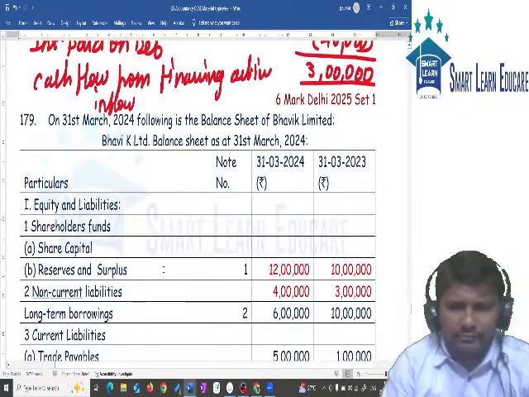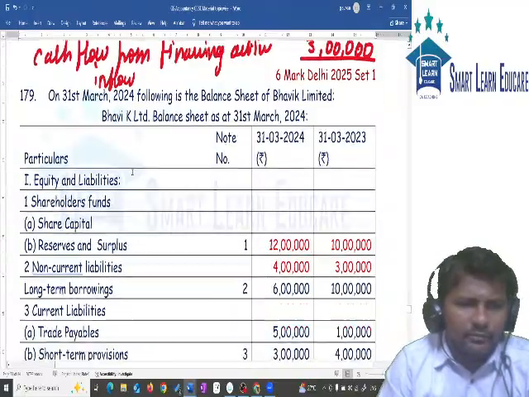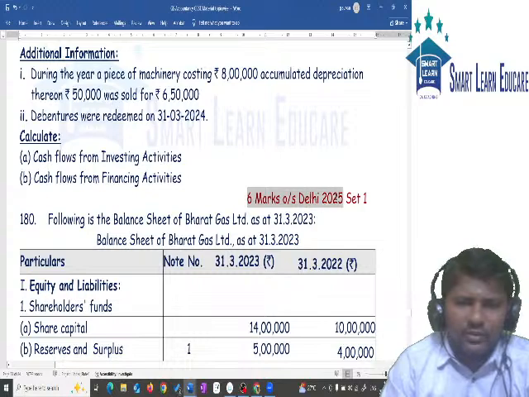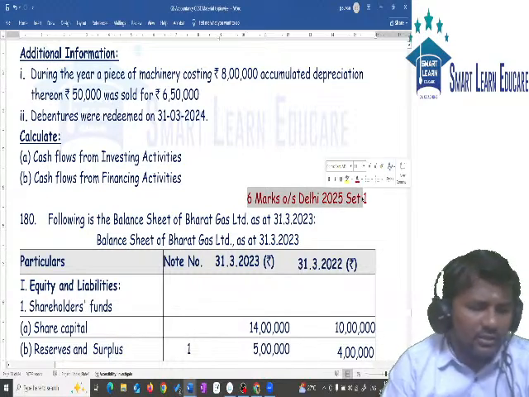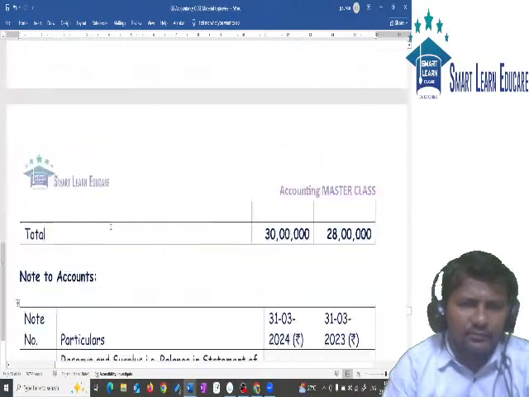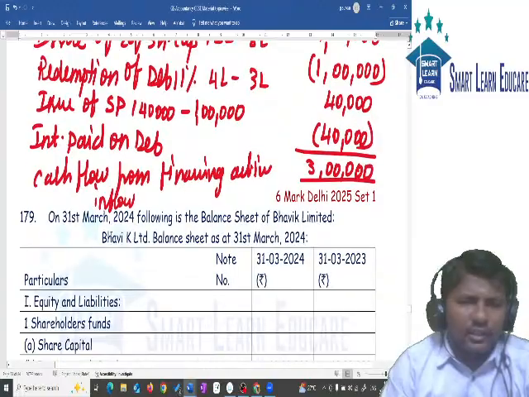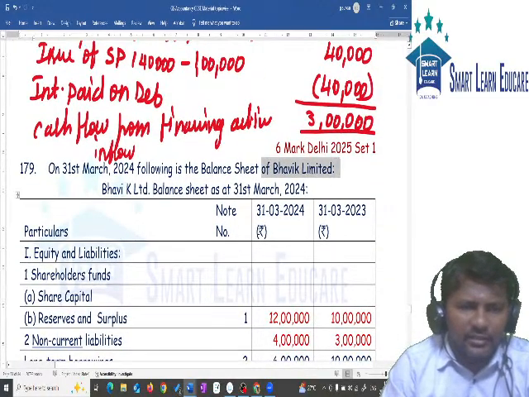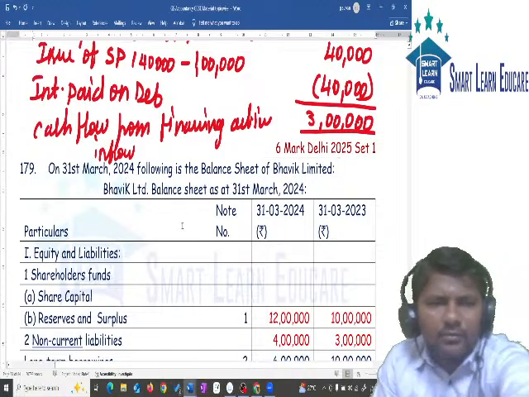One more question. This question is asked for 6 marks. In this question, they are asking for 2 activities, same like the previous one: investing activity and also financing activity. First, read the question. The balance sheet of Bhavik Limited is given.